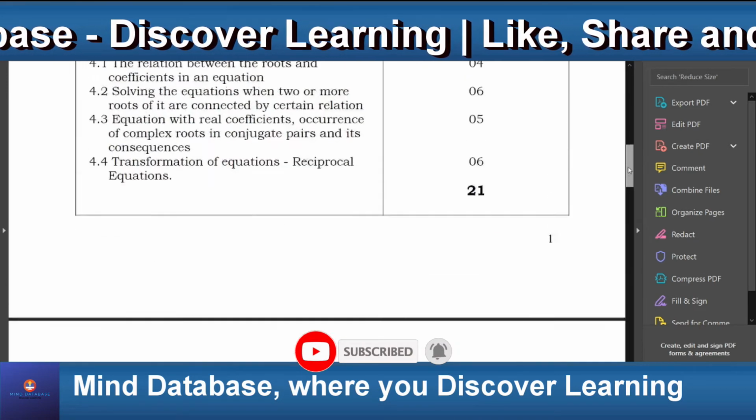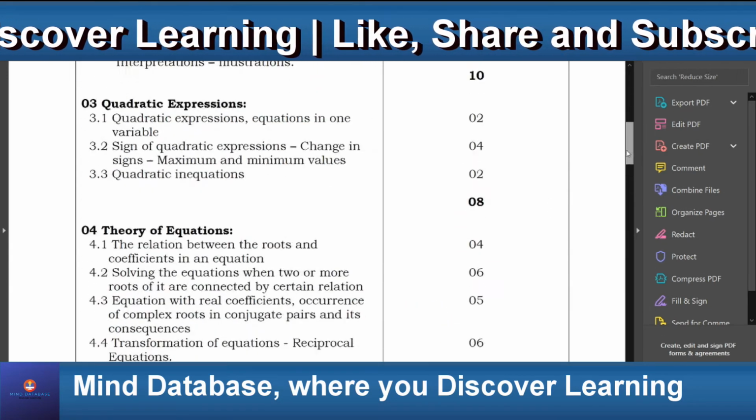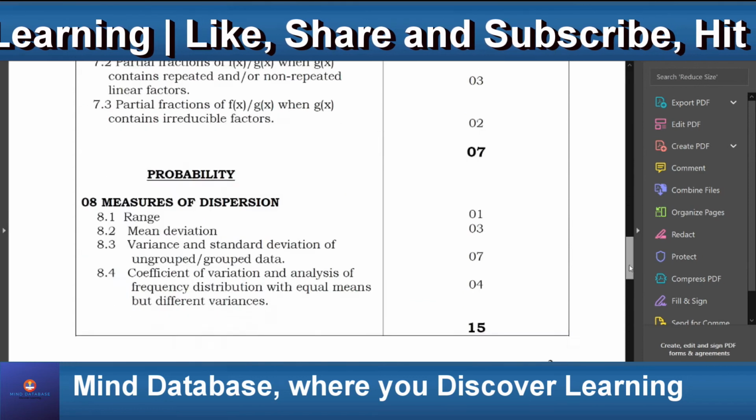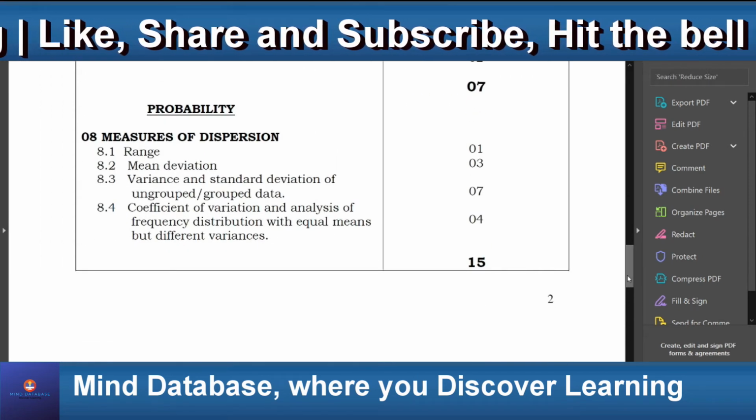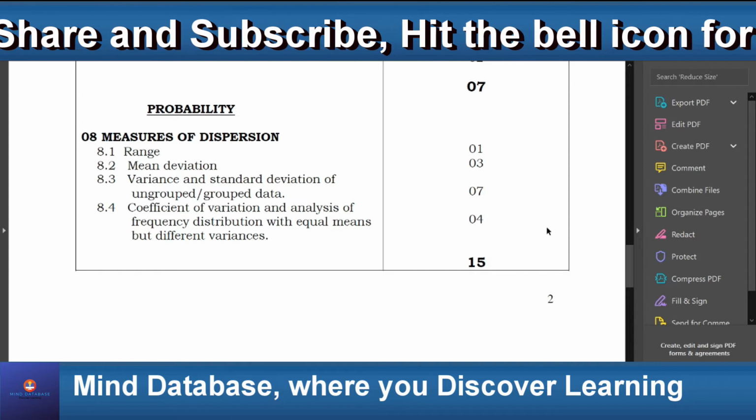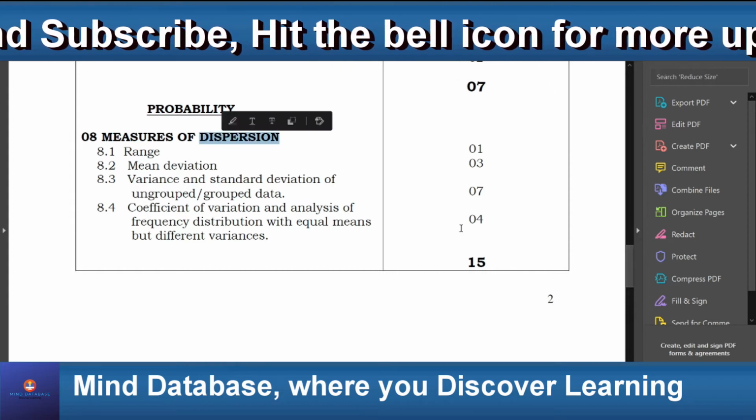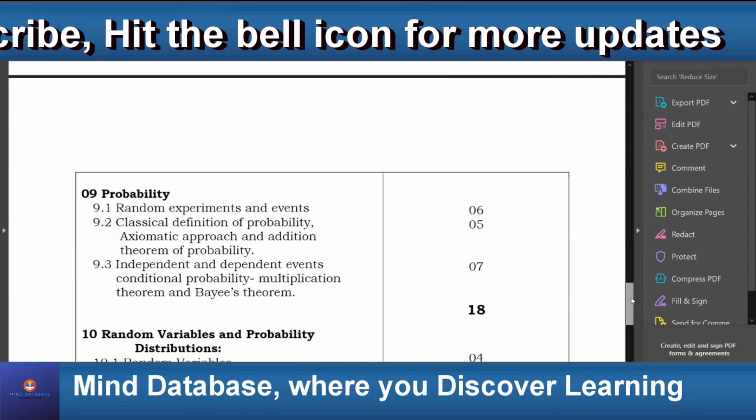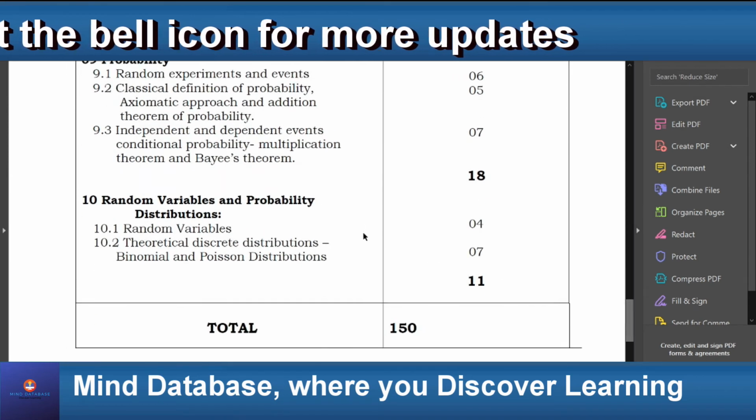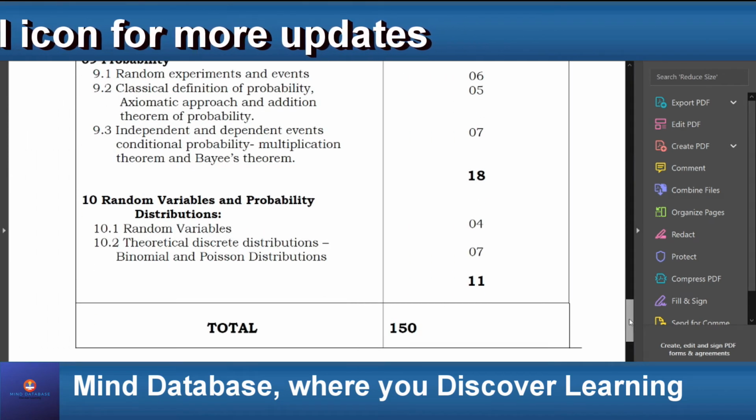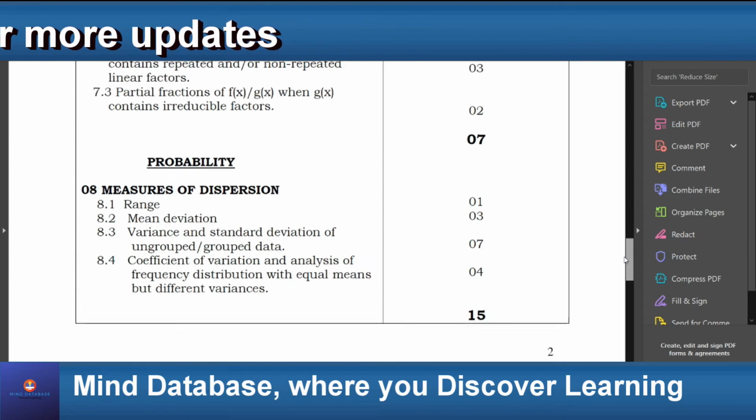So that's all about the first part of the mathematics 2A syllabus. So we'll move on to the second one. In this second one, the probability. Probability consists of measures of dispersion, and probability, and random variables and probability distributions. So let's have a detailed look at it.